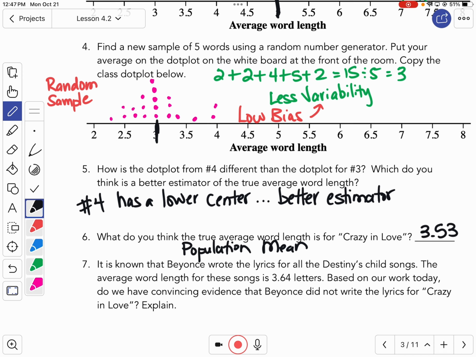So based on what we did today, do you think she wrote Crazy in Love? Okay. For all of her songs, the average word length is 3.64. The one we just did was 3.53. Is that close enough together to say that she probably wrote Crazy in Love, or so far apart that she probably didn't? What do you think? It's an opinion. Yeah, I think she wrote it too. Okay, I think she wrote it. But there are some songs where when they do that average word length, there are upwards of 4-point-some letters, and they really think maybe somebody else wrote those instead of her, but she took credit. So that was a whole big controversy.